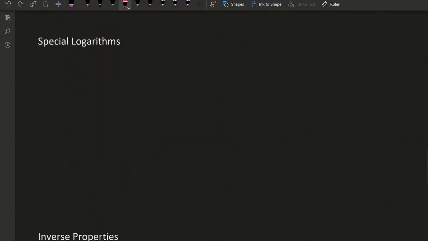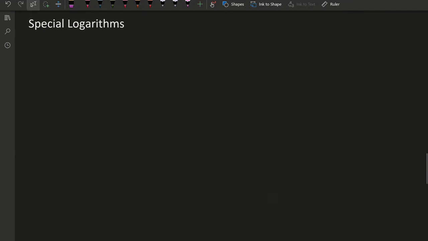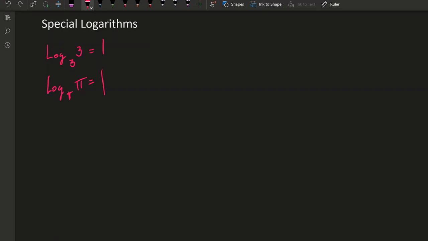Okay, so we've got some special logarithms. One of the things that you should notice is that anytime we have something like log base 3 of 3, anytime these two numbers match, the answer is always going to be 1, regardless of what it is. So if I had log base pi of pi, the answer is 1. It's a little fact that you're going to use quite a bit.